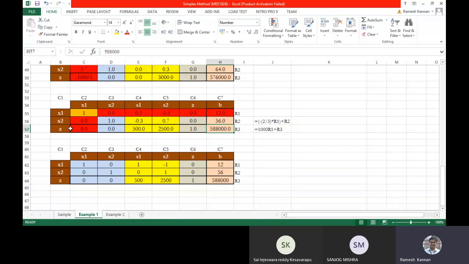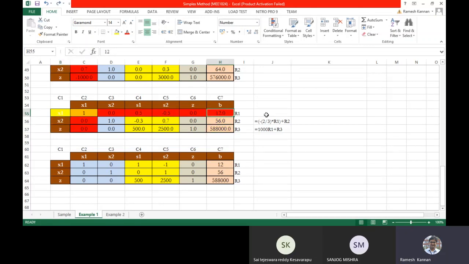Now you check the Z values. If all the values are above or equal to 0, yes, all the values are above or equal to 0. So the value corresponding to this is the value of x1, the value corresponding to here is the value of x2, and the value corresponding to z is the optimum value.